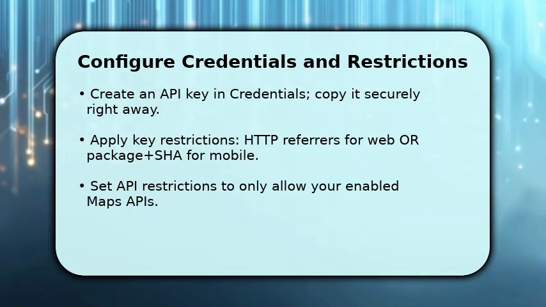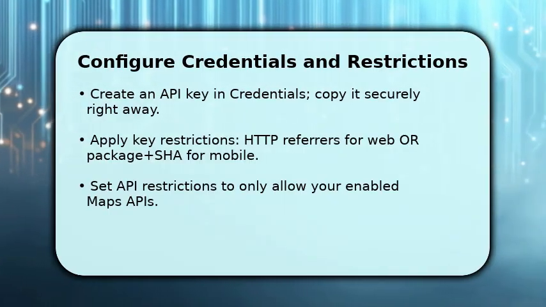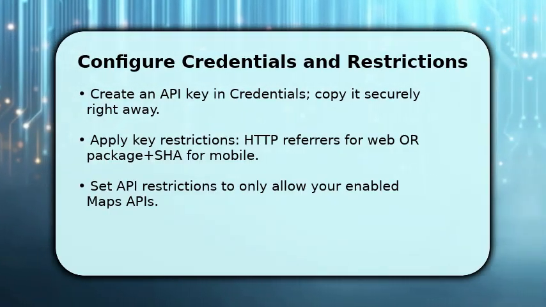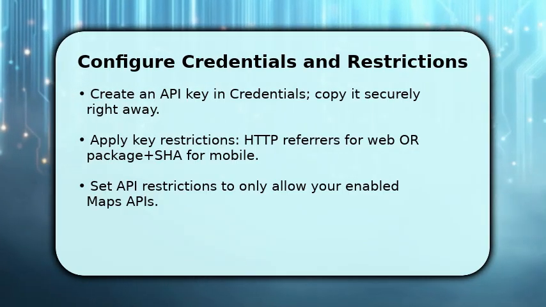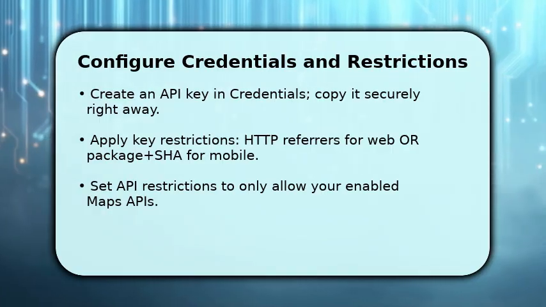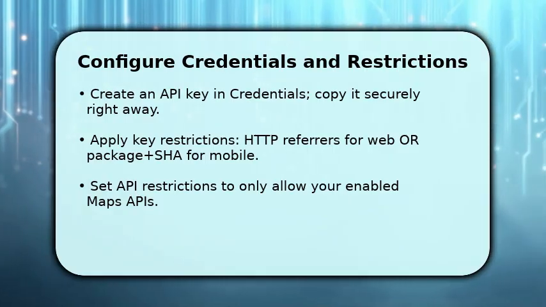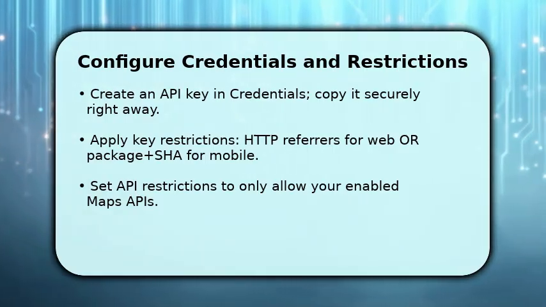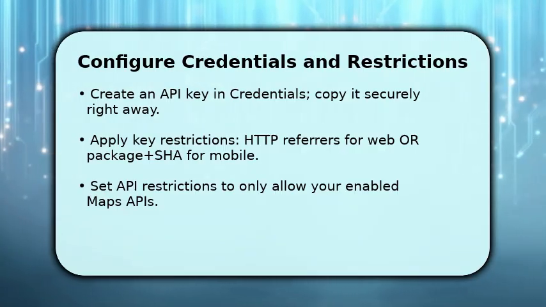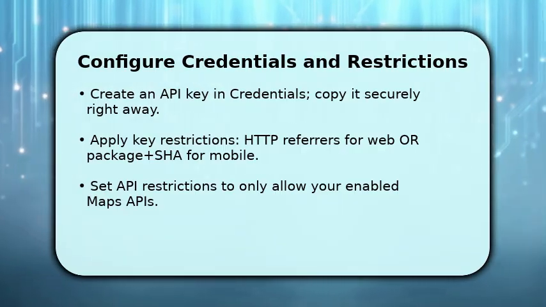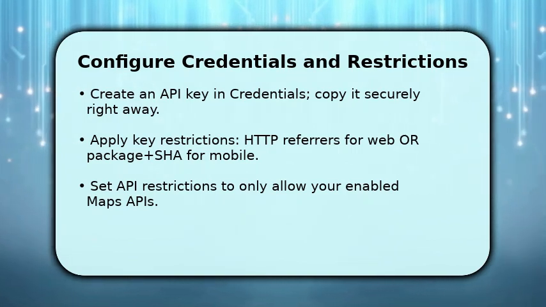Next, create an API key in the Credentials panel and copy it to a secure location. Do not embed it in public repos. Then apply restrictions. For web apps, use HTTP referrers. For Android, use package name plus SHA1. For iOS, use bundle ID. Also set API restrictions so the key can only call the Maps APIs you enabled. This reduces theft risk and accidental billing. Once set, test from your allowed origins to confirm the restrictions match your deployment domains and app signatures.